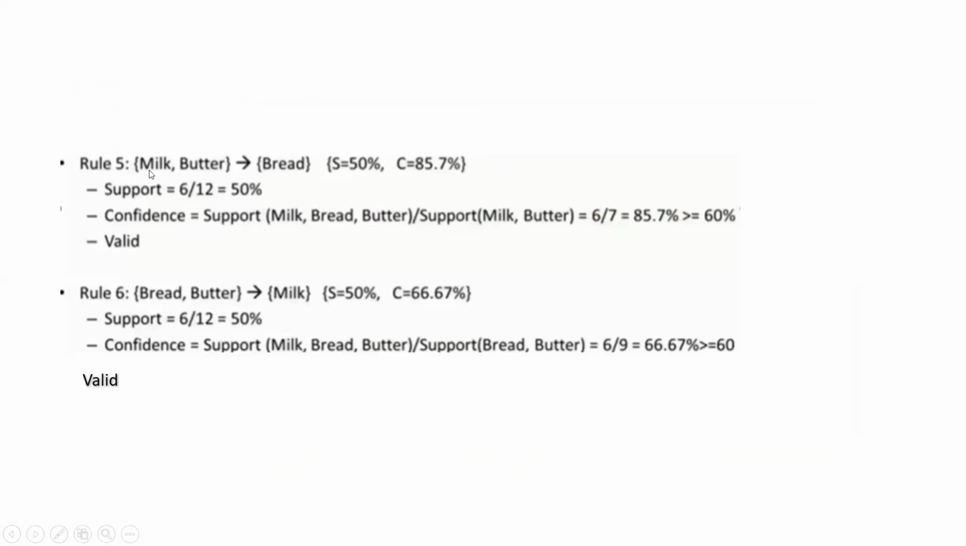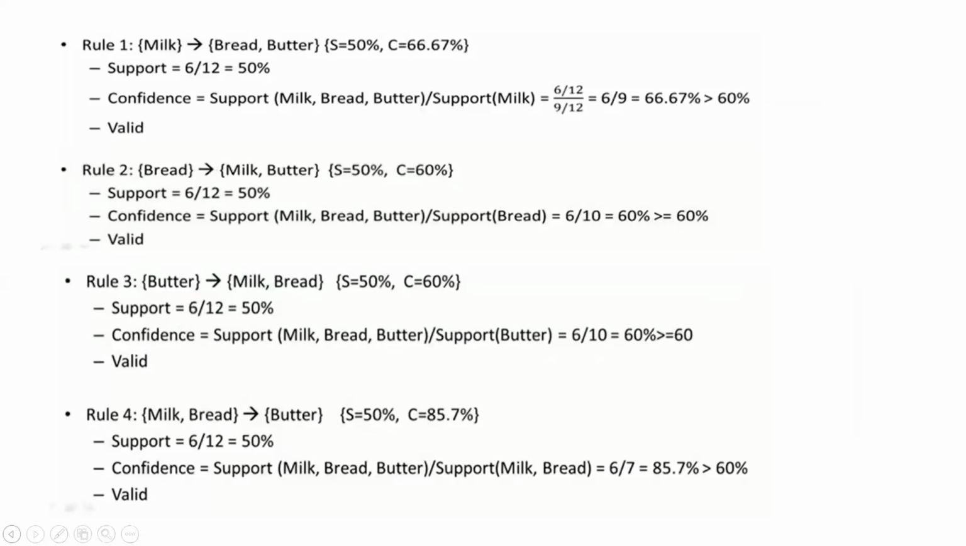Rule number 5, milk butter to bread. So again, confidence equals support of milk, bread, butter divided by support of milk and butter. From the second table, you again got 85.7. Rule number 6, again, bread butter to milk. This also has support of 50% and confidence is 6 by 9. It is 66.67. So now, these are all valid rules.